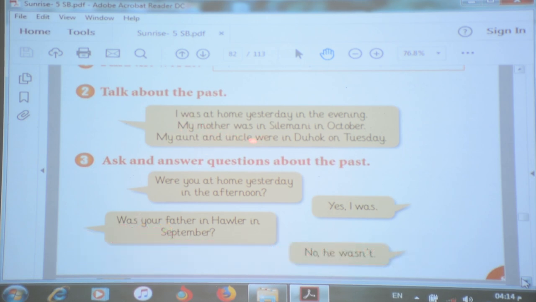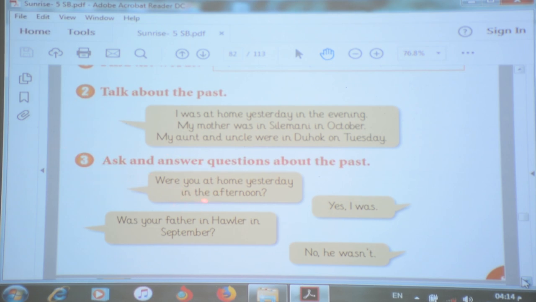Two nouns. And we should put where. Don't use was. Okay? Where. My aunt and uncle were in Duhok. Look at Hirel on Tuesday. With the days of the week, we should use on Tuesday.